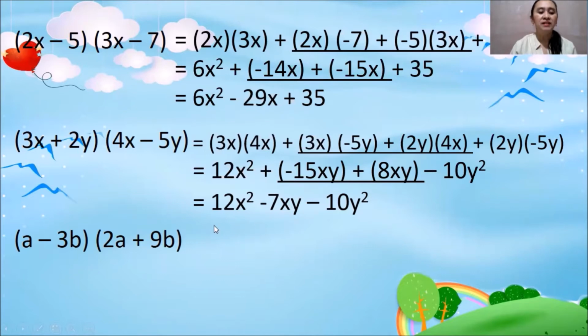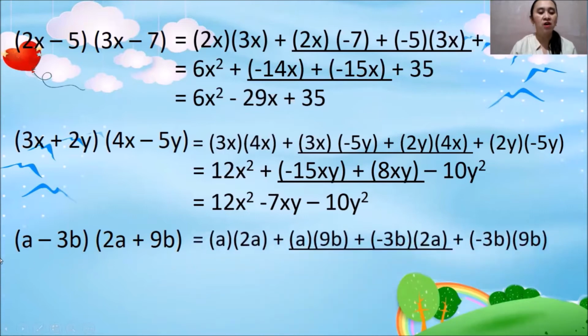Then, the last example, the quantity of A minus 3B times the quantity of 2A plus 9B. Apply the FOIL method. So, multiply the first term, A times 2A. Outer term, A times 9B. And the inner term, negative 3B times 2A. And multiply the last term, negative 3B times 9B.